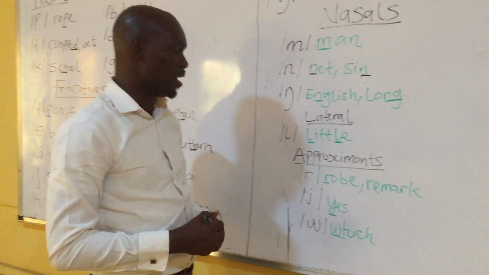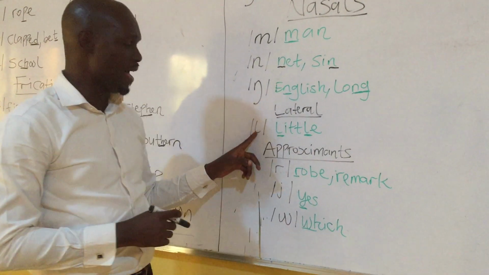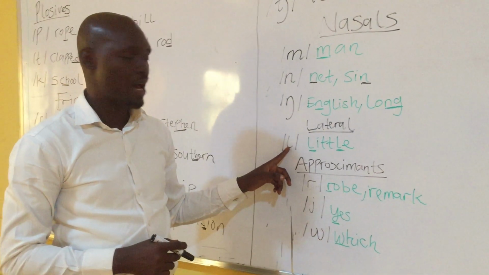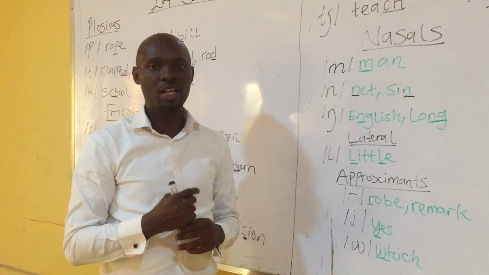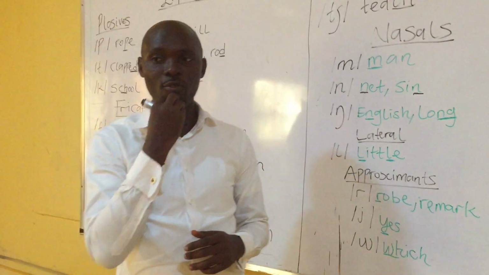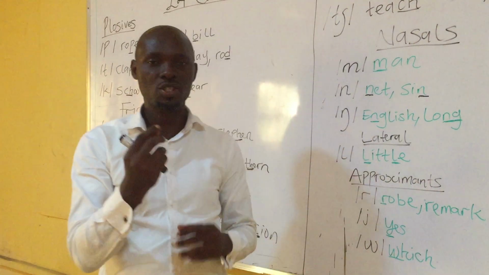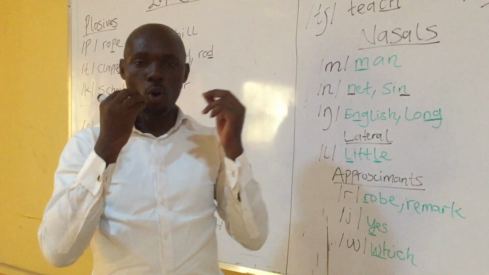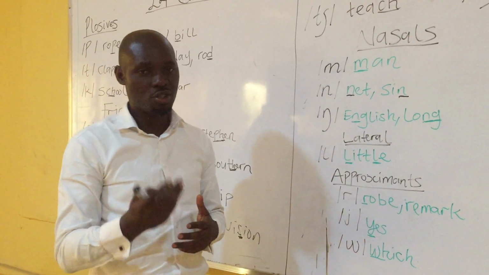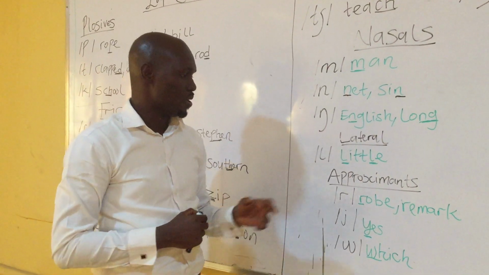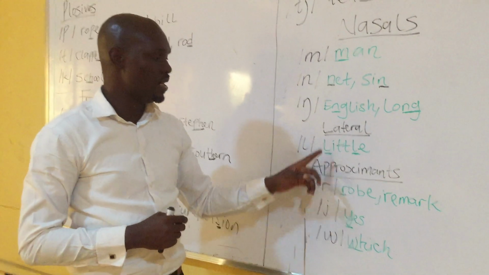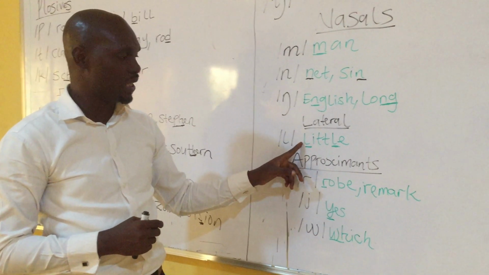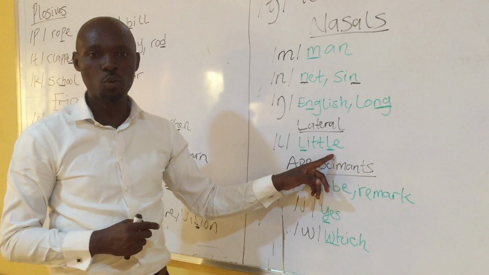Now the lateral sound is pronounced as l. The tongue makes contact with the alveolar ridge, and it closes the outgoing of the airstream. So the airstream passes through both sides of the mouth. So you can try that out as well. You can find this sound in the word little, so it comes at the beginning and at the end of the word.